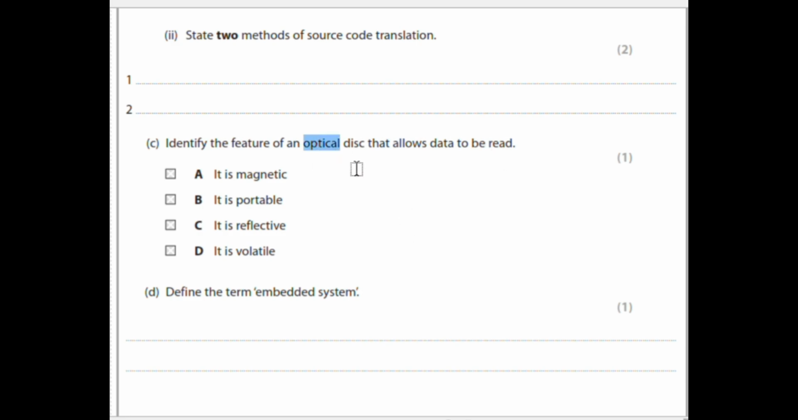Okay, let's move on. The next bit is asking you to identify the features of an optical disc that allows data to be stored. When you talk about optical, these are discs that use light technology, such as CDs, DVDs, and Blu-ray discs, those that use light to store data. So what property does it have that will help it to store data among these ones?